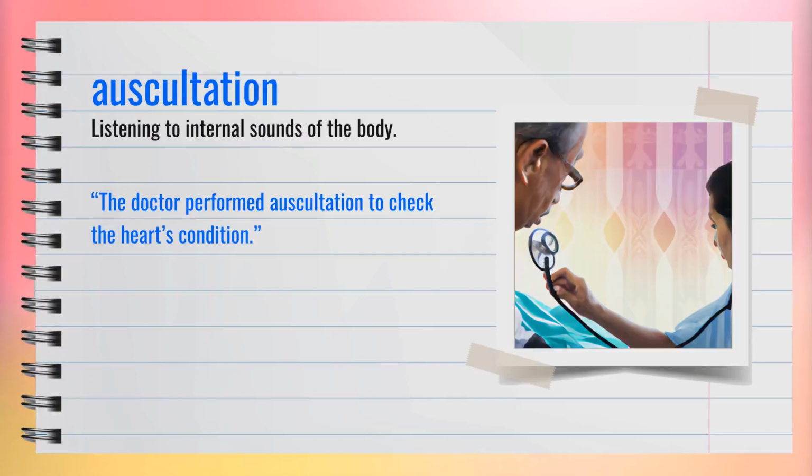The word auscultation. Auscultation is a noun. It means listening to internal sounds of the body. Synonyms are stethoscopy or hearing. For example, the doctor performed auscultation to check the heart's condition. Auscultation, listening to internal sounds of the body.